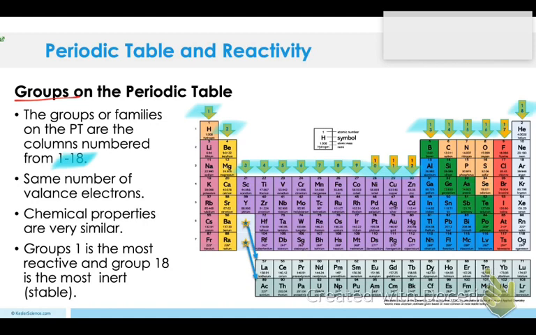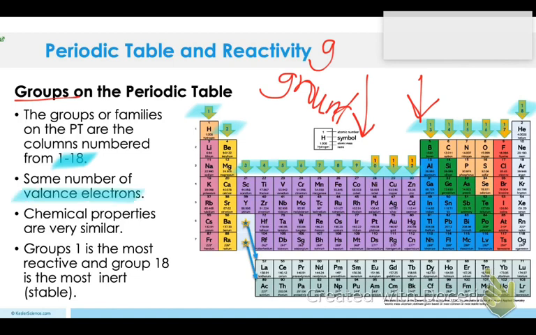When you think of groups, G stands for going down to the ground. So the arrows are going down to the ground. Those are your groups. In the groups, they have the same number of valence electrons. Chemical properties in groups are similar. Group 1 is going to be the most reactive, and group 18 is going to be the most inert or stable. So make sure you write that down in your interactive notebook.